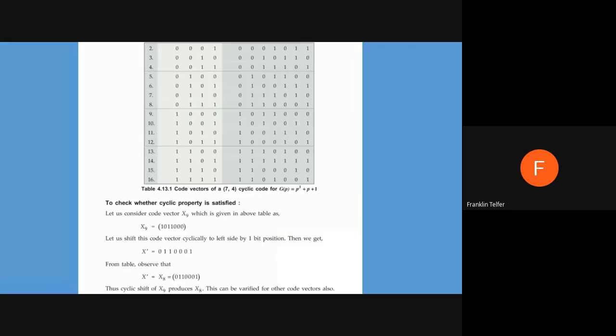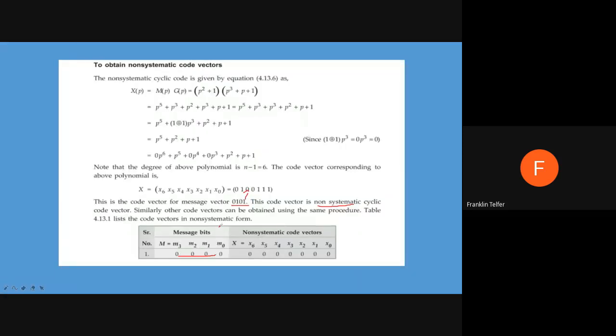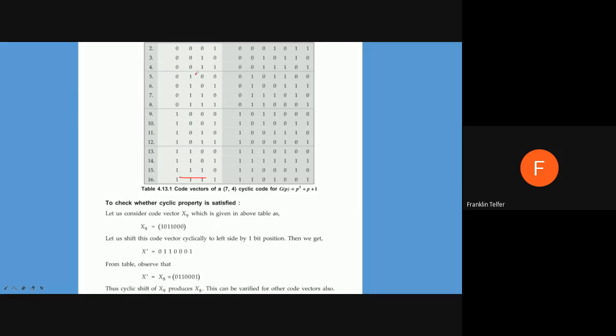So similarly, for message 000 up to 111, like 0110, 1011, similarly 100 up to 1111. The code word is obtained by multiplying the message with the generator matrix. So this is the way the code word has been generated. To check whether the cyclic property is satisfied, let us consider one code word, x9, the code word 101100. That's this ninth one, x9.